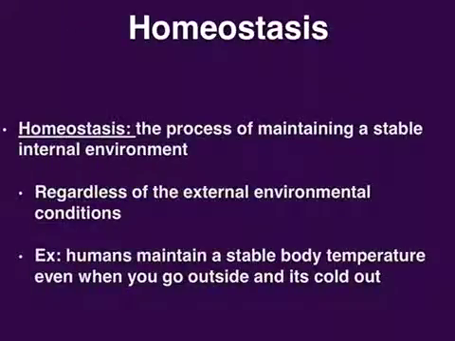Homeostasis is the ability to maintain an internal environment regardless of what's happening outside of the body. So humans maintain a stable body temperature. Even if you go outside when it's cold, your inside should always be around 98.6 degrees Fahrenheit. And if it's really hot outside, your body will start to sweat in order to help cool down your internal body.